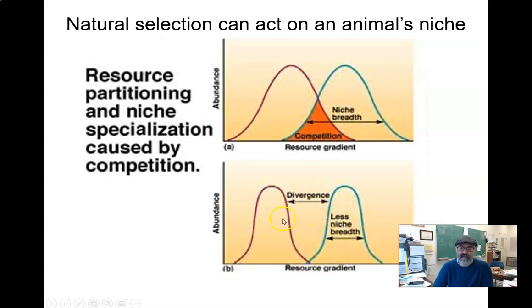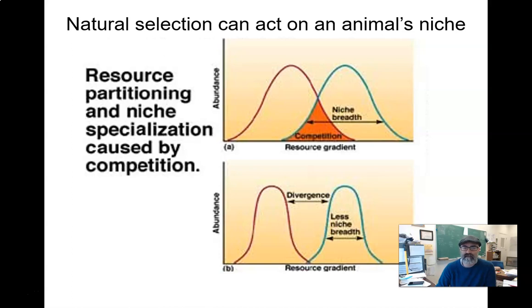And so the niches get less breadth, so they get narrower, and the area overlap decreases. Okay, this is a very, very common pattern, and it's believed to drive a lot of the evolutionary change that we see.